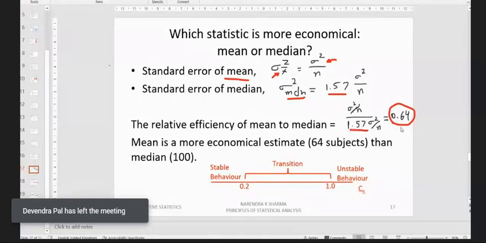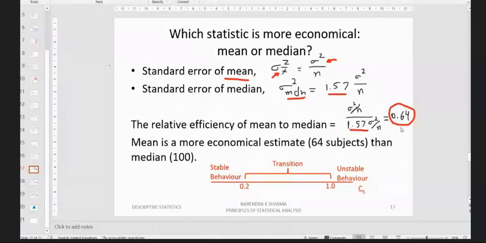What does it mean? It means that with 64 subjects, we can get results about a sample, etc., if we use mean, as we will get when we use median with 100 subjects. So now you can see that 64 subjects and 100 subjects, there is a large difference. About 2/3 of the subjects will be sufficient if we are using mean. We'll require more subjects than that if we want to use median.